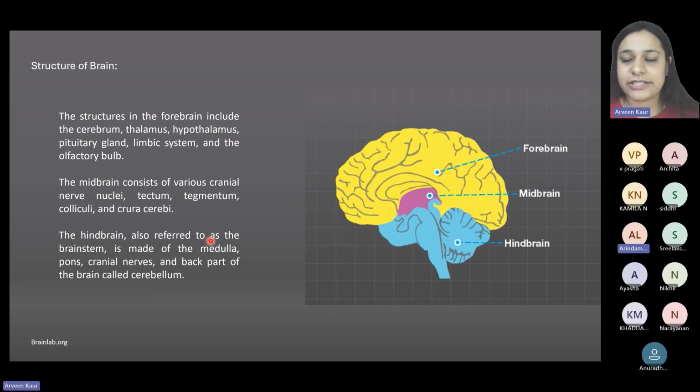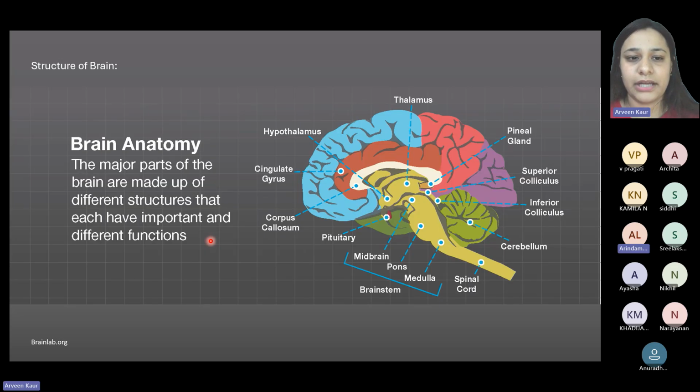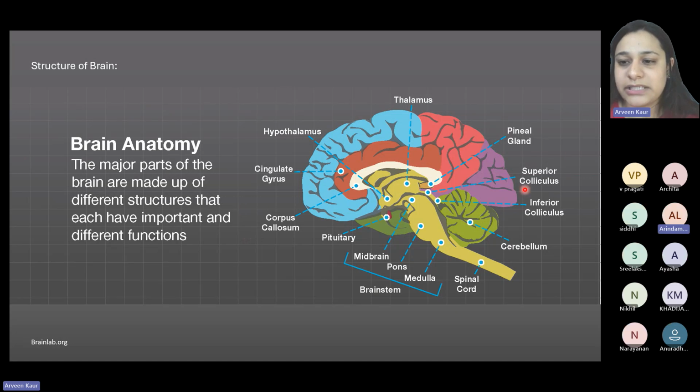So let us look at each of these structures in further detail. When we talk about the anatomy of the brain, the major parts of the brain are made up of different structures that each have important and different functions, right? So, for instance, the hypothalamus, cingulate gyrus, corpus callosum, thalamus, all these are part of the forebrain, the pineal gland, and pituitary is also a part of this particular region.